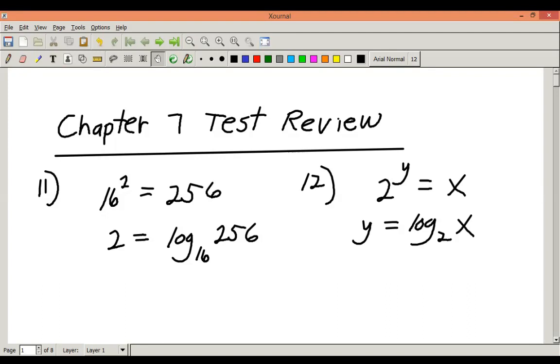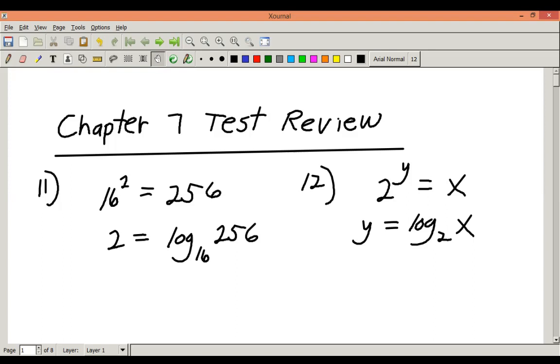All right, so 11 and 12, we are supposed to rewrite the equation in log form. So they're given to us in exponential form. So if you look at number 11, remember we said there's really three parts. There's the log, the base, and the antilog. The log is 2, the base is 16, and the antilog is 256.